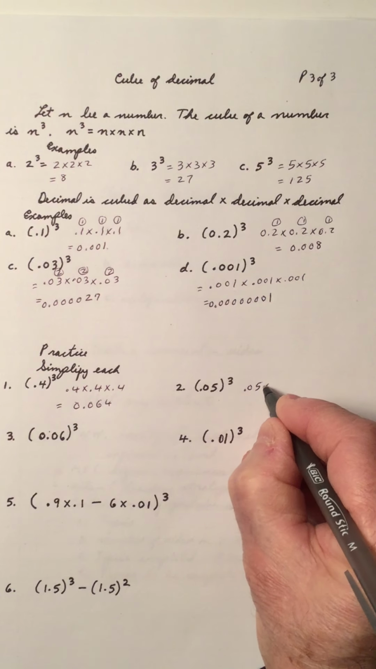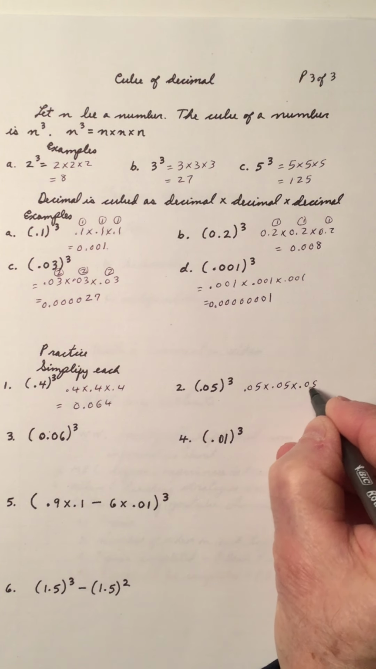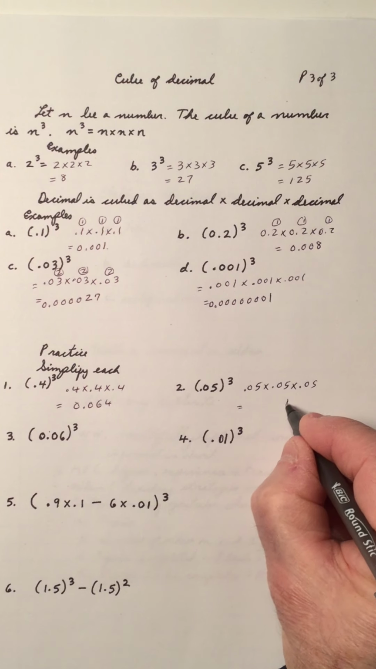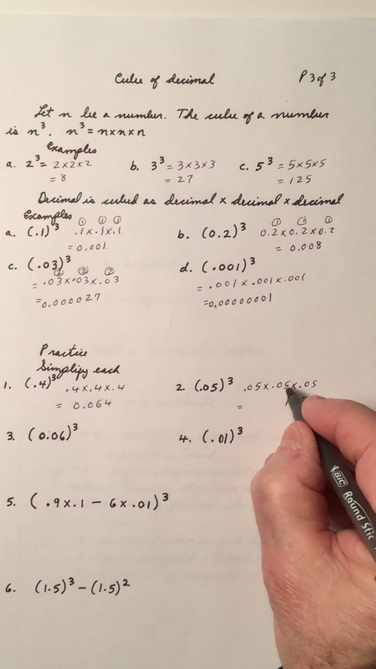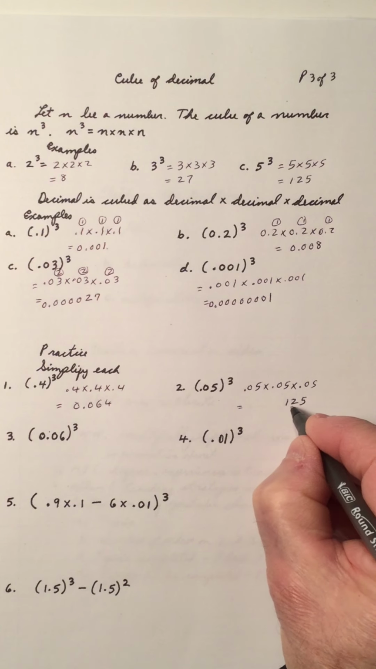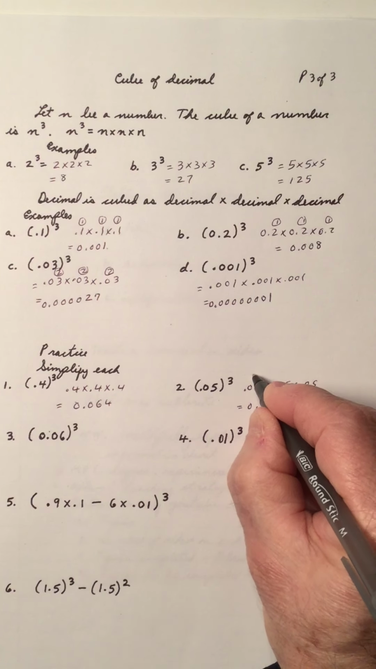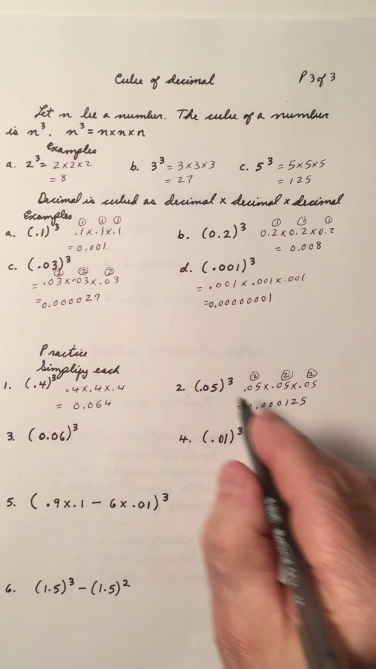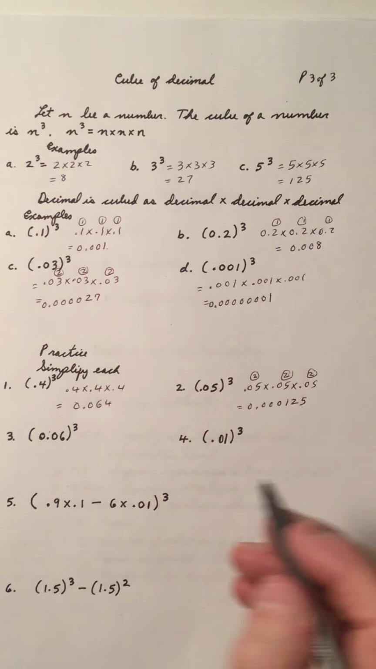Decimal 5 times decimal 5 times decimal 5. 5 5s are 25. 25 times 5 is 125. And we have 2, 4, 6 decimal places. 1, 2, 3, 4, 5, 6. 2 decimal places there, 2 there, 2 there. Or we have 2 inside and we tripled it, cube it, so we get 6.